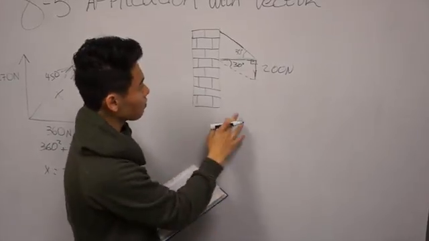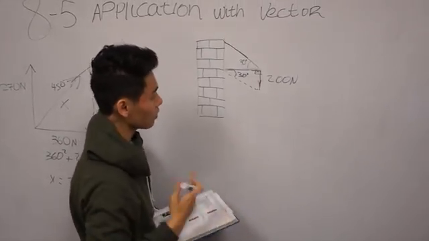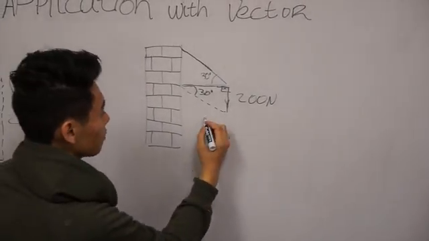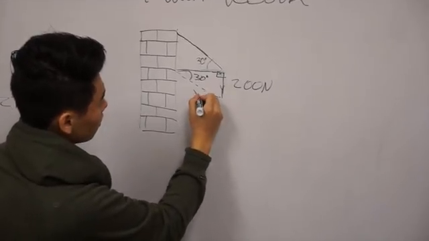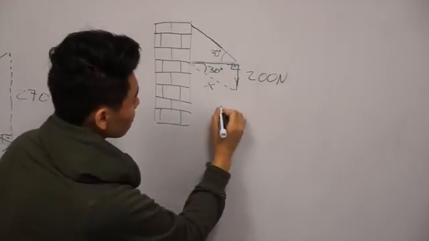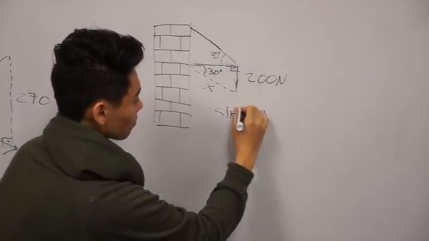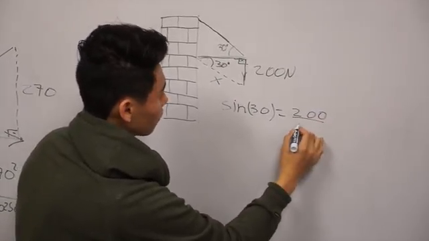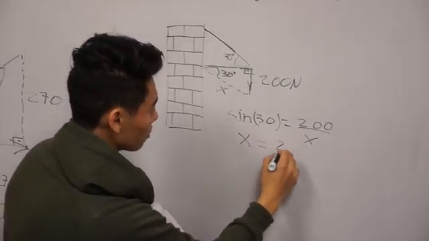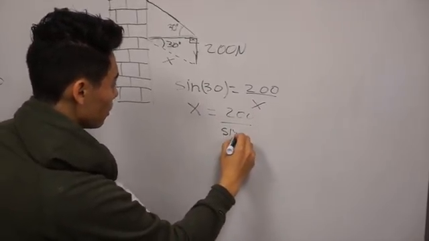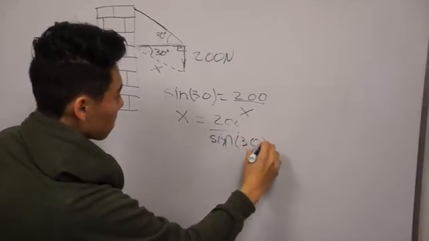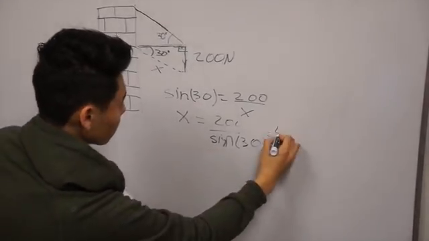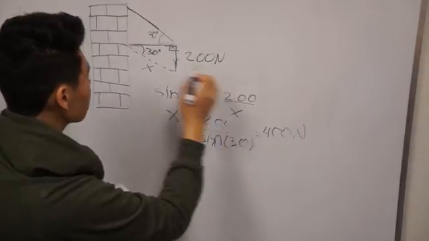So you can solve this using sine or cosine, and then you can find the other side by using the Pythagorean theorem. Let's do this. To find this one right here, you can do sine of 30, which equals this over this, so 200 newtons over x. Then you get 200 over sine of 30, which equals 400. So this should be 400.